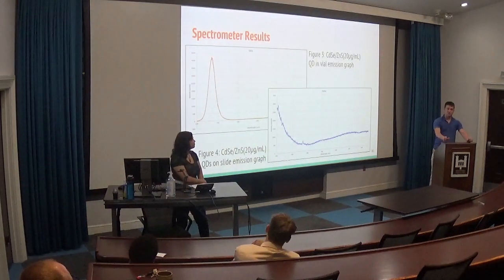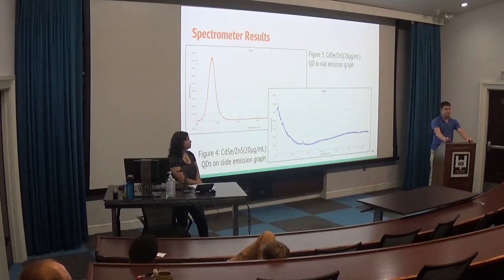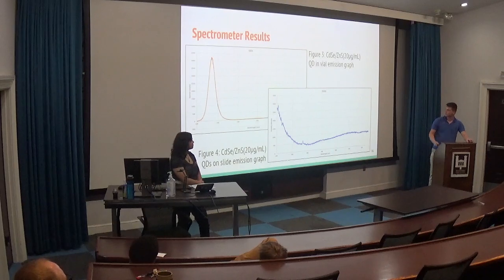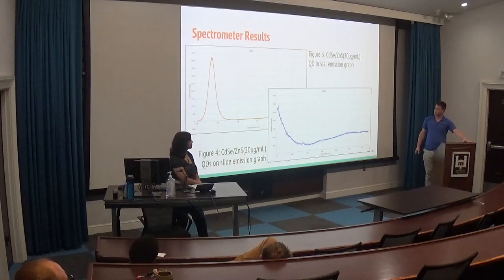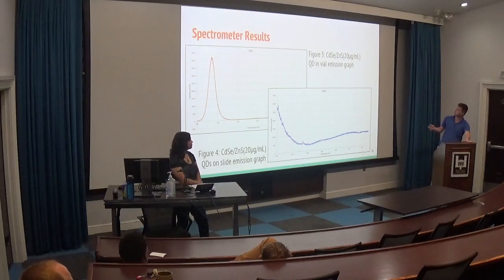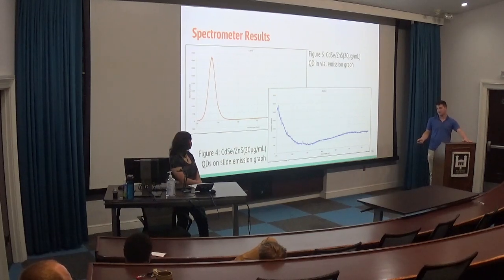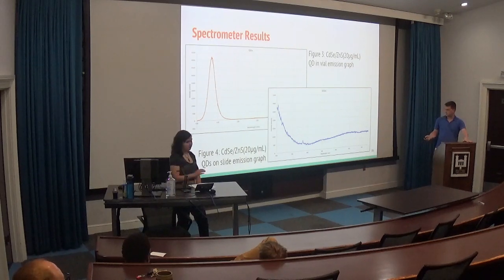To compare the emission spectra of the quantum dots by themselves to those uptaken by cells, which was our first learning objective, we used a spectrometer to analyze a vial of those cadmium selenide quantum dots at 20 micrograms per milliliter, and we did the same thing with the same quantum dots and the same concentration on a slide injected into those A549 cancer cells.